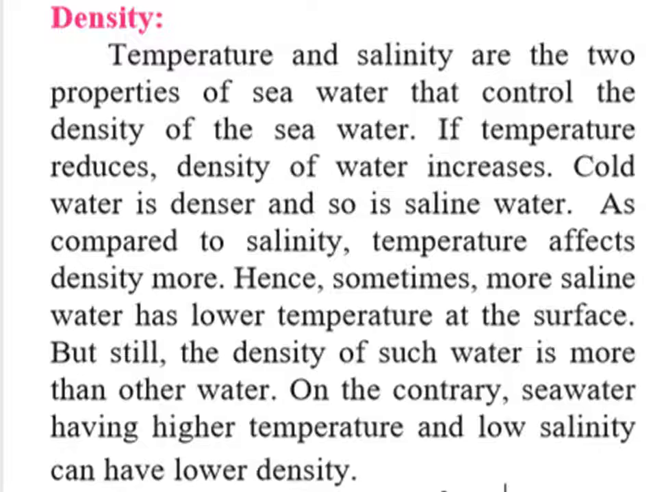Hence, sometimes more saline water has lower temperature at the surface. We are talking about the surface, the upper part. So therefore, it is more saline, more salty water. It has lower temperature at the surface. But still the density of such water is more than other water. On the contrary, seawater having higher temperature and low salinity can have lower density.